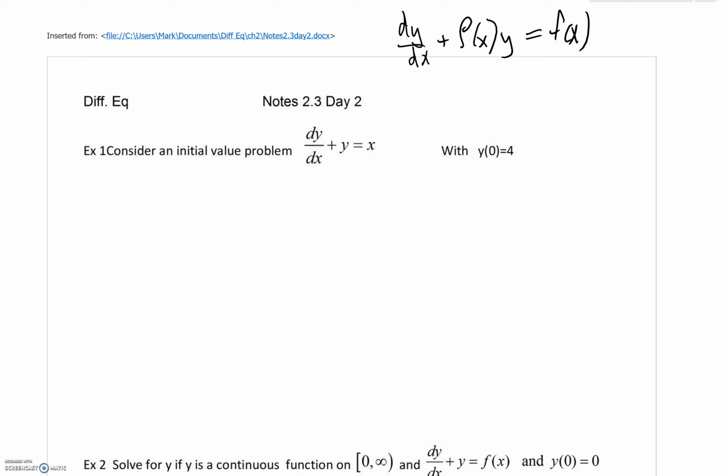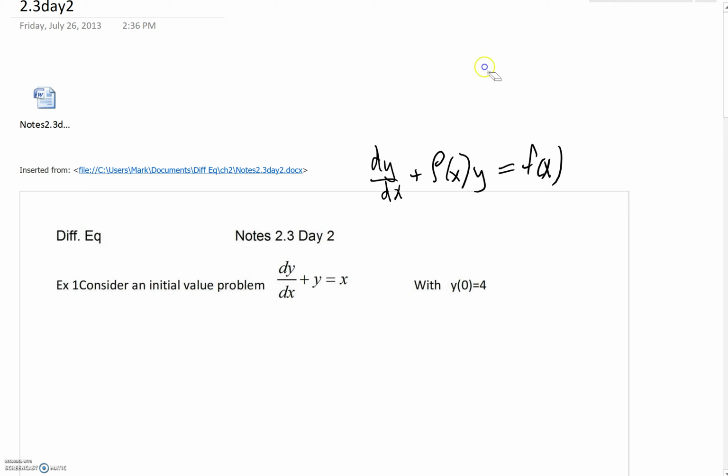Differential equations. We're in section 2.3. We're on our second day, and from the first day, please remember that we talked about solving this linear differential equation by use of an integrating factor. The integrating factor we would find by taking e to the integral of p of x dx. And we're really going to review that today.